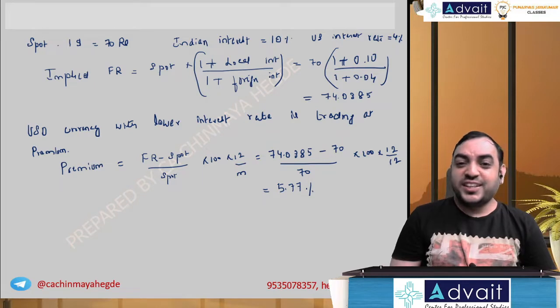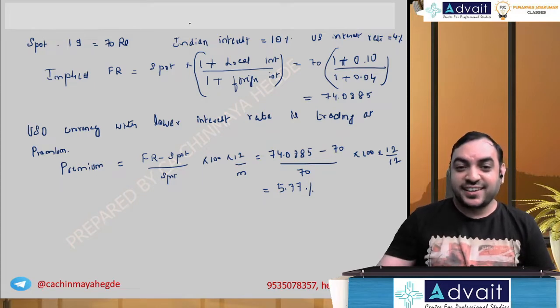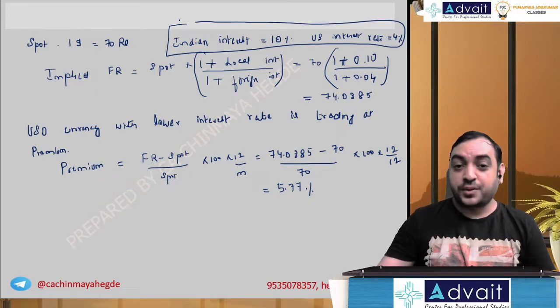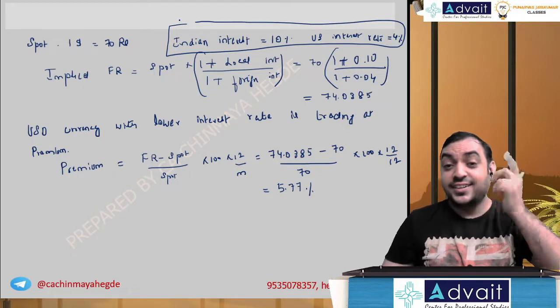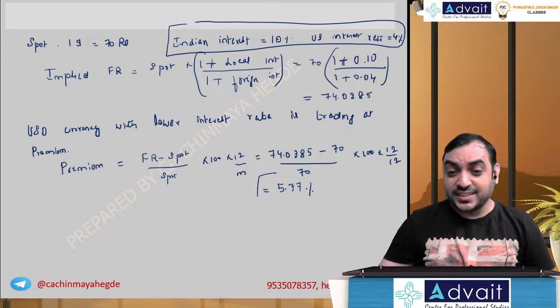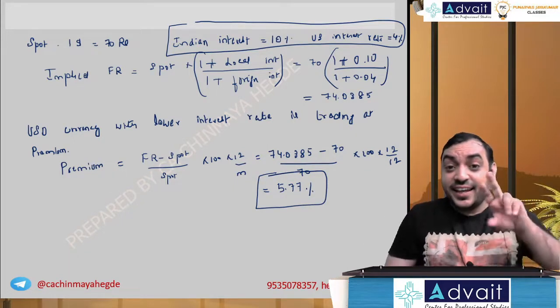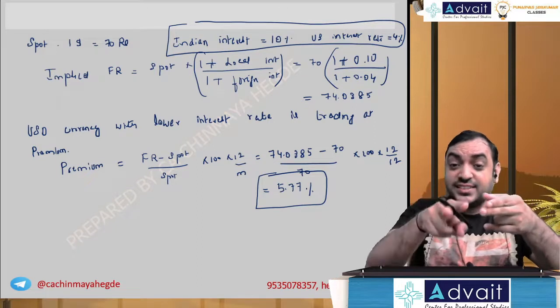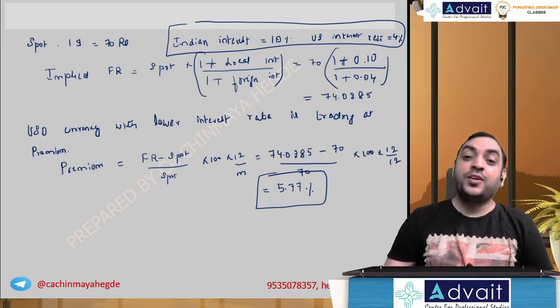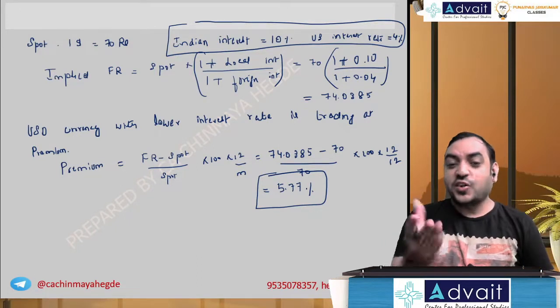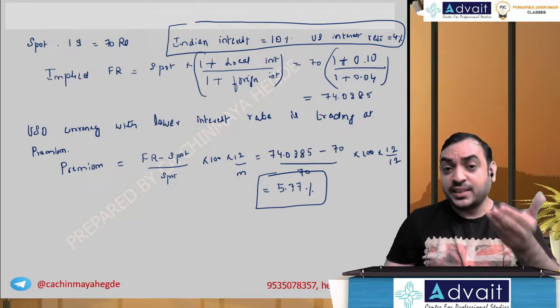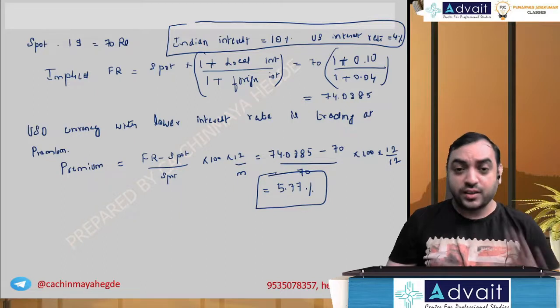Did you observe one thing now? Indian interest rate is 10%, US interest rate is 4%. What is the difference? 6%. And how much is this number? 5.77, which means the interest rate differential is equal to the forward premium or discount. It's not exactly equal because of mathematical reasons. It will round off, but you can write that observation.